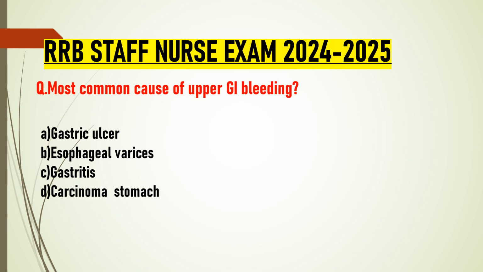Most common cause of upper GI bleeding is. Options are: option A, gastric ulcer; option B, esophageal varices; option C, gastritis; option D, carcinoma stomach. So the answer is option A, gastric ulcer.